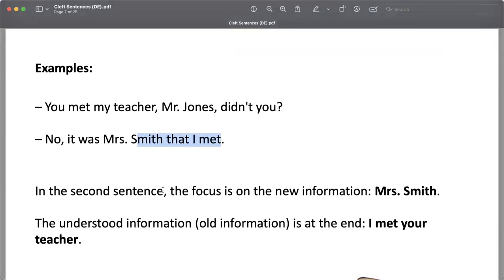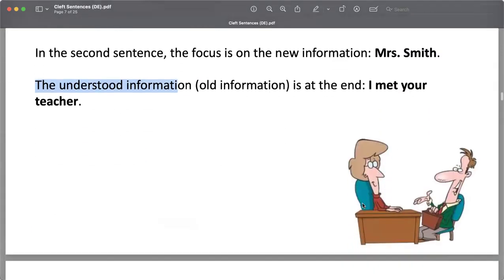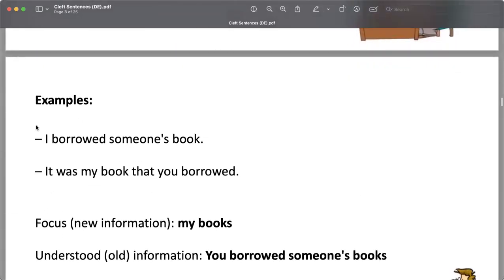In the second sentence, the focus is on the new information, Mrs. Smith, right? The understood, old information is the end of "I met your teacher." In this structure, you can clearly identify what we have focused on. So when it comes to the other example, I borrowed someone's book.